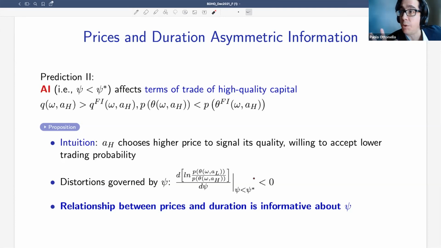So in the quantitative analysis, definitely we are going to have these two as the measures of the degree of asymmetric information. And the way we are going to discipline it is that the component of prices that is not explained by observable characteristics will be informative about the dispersion between these different types, and then the slope between prices and duration is going to be mostly informative about the degree of asymmetric information measured by psi. But I agree with you.